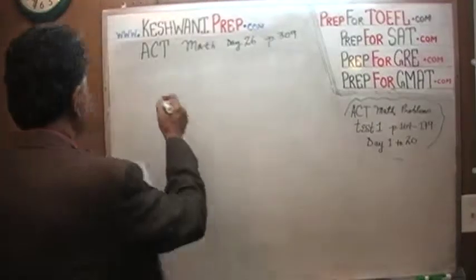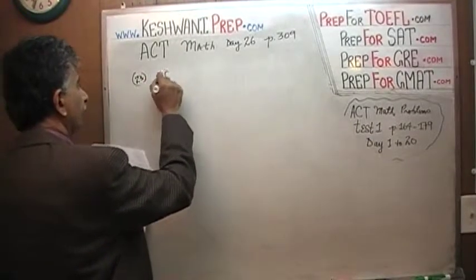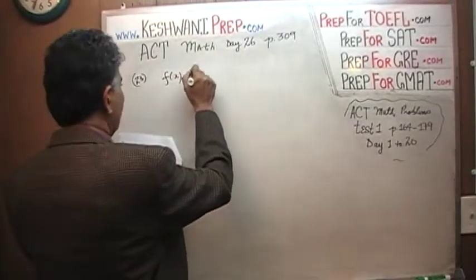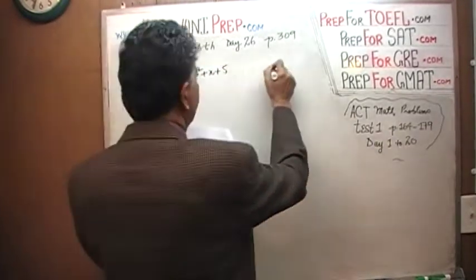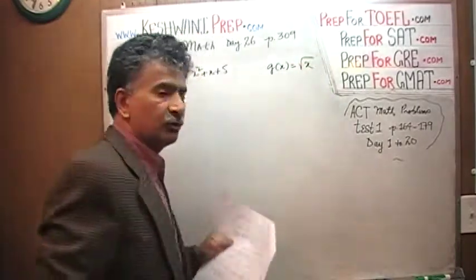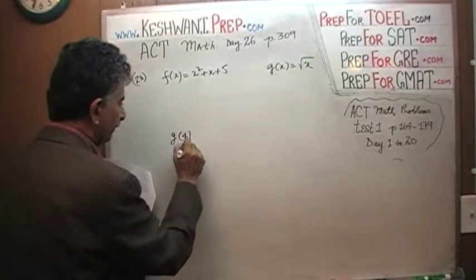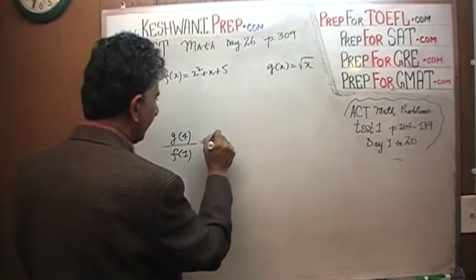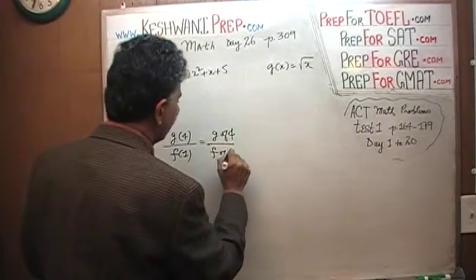In problem number 23, we are given two functions. f of x, which we are told is x squared plus x plus 5, and g of x, which we are told simply equals square root of x. The question is simply, what's the value of this quantity, g of 4 over f of 1? This is read as g of 4 over f of 1.